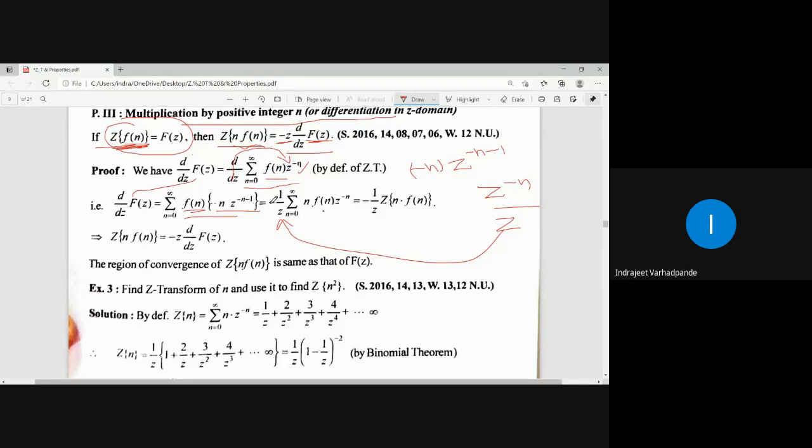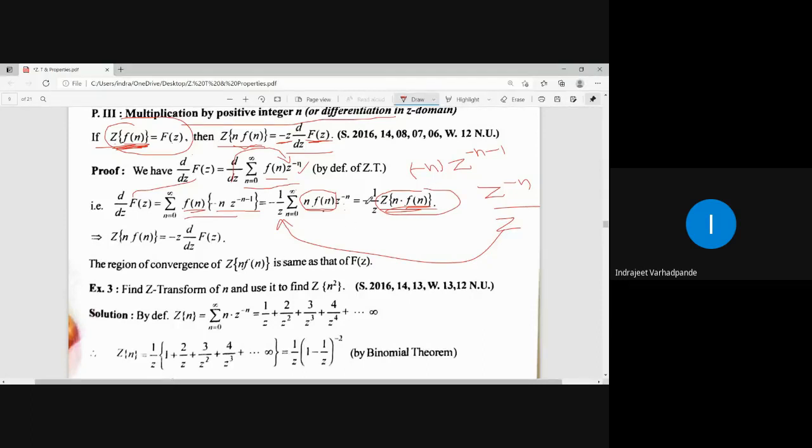Take the minus outside as well, so minus 1 by z outside the summation, n equal to 0 to infinity, n f of n into z to the power minus n. The summation from 0 to infinity of z to the power minus n multiplied by n f of n means this must be the z transform of n f of n. We go in the reverse manner. The z transform of f of n is f of n into z to the power minus n. So if n f of n is multiplied by z to the power minus n, it should be the z transform of n f of n.